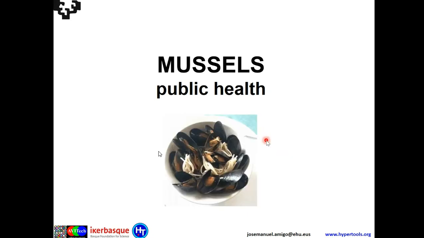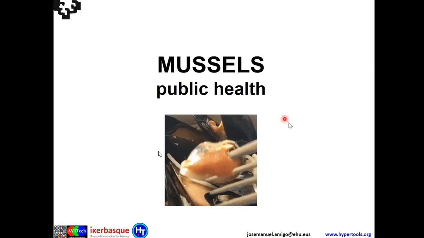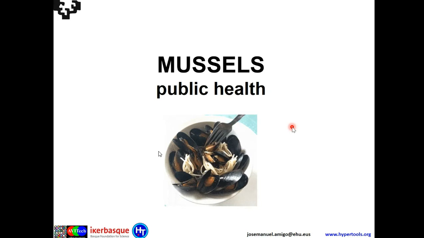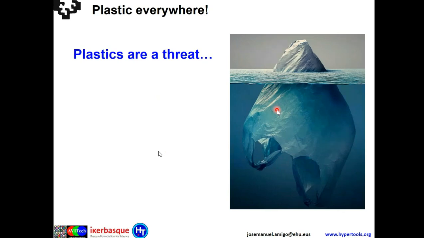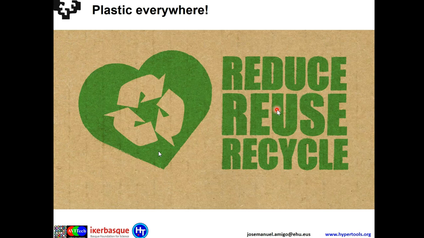So as a last example, I want to show you what we did recently about finding microplastics in mussels, using Raman imaging. Okay. So we all know that plastics are a threat, so I will not start with the amount of plastics and so on. We all know that they are a threat, and we have to reduce, reuse, and recycle. That's the main important action that we have to take in order to eliminate plastics as much as possible. Okay, this is all I wanted to say about this.